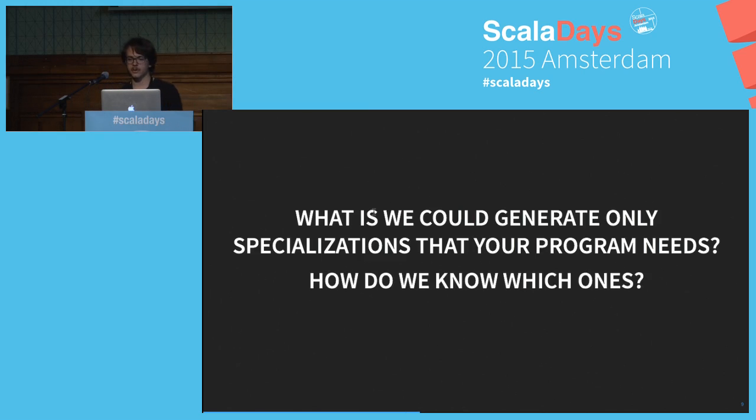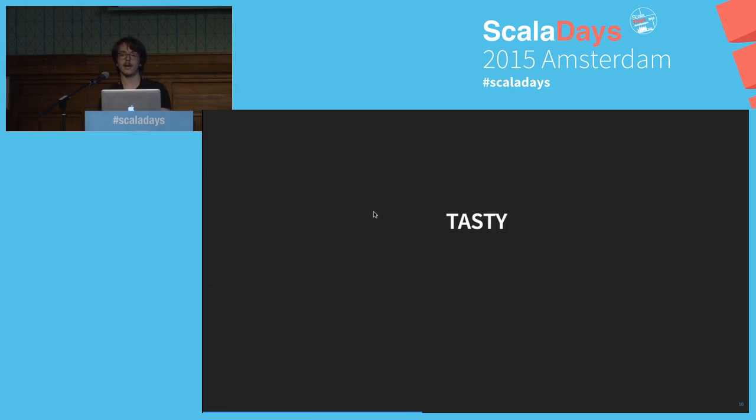The question boils down to how do we detect which ones are used by your program. And the answer starts from TASTy. I guess you already heard this name if you visited Martin's talk. To boil down, TASTy is a replacement for Scala signatures.